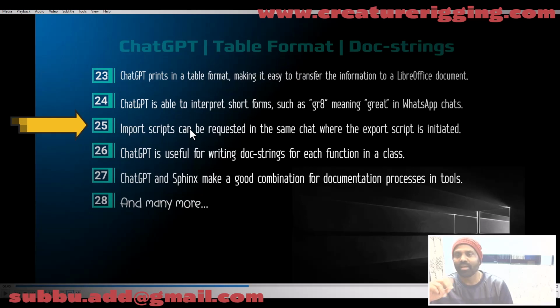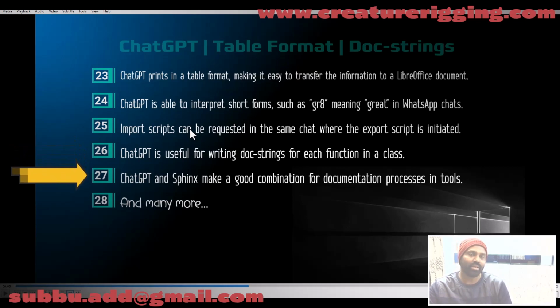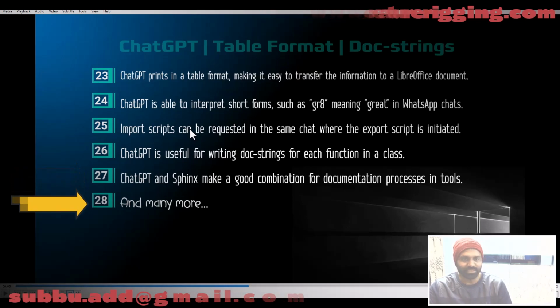Then ChatGPT is useful for writing doc strings. This is one of the main things in this session. Literally a lot of functions we will write for a class like a meta class. In this session, we'll see how fast and how quickly we can generate those doc strings, which are very meaningful in nature. Then we can discuss how ChatGPT and Sphinx can go together to better help in our day-to-day tasks like automating certain documentation processes.